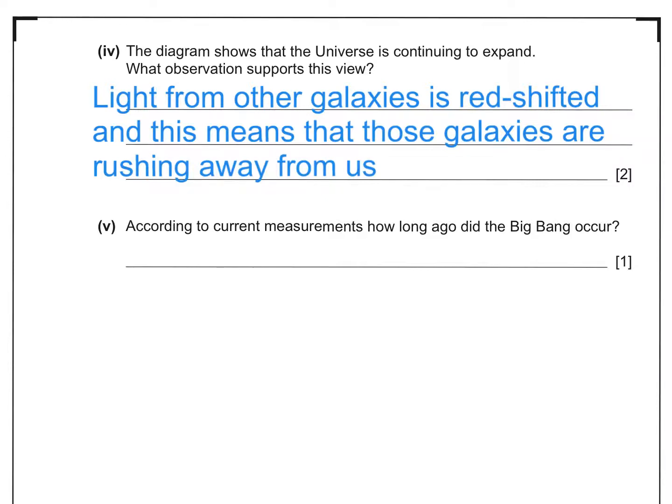Part 5 then, according to current measurements, how long ago did the Big Bang occur? And this is very unusual for them to expect you to know a number, but it's around about 13 billion years. I think the mark scheme allows anything between 12 and 15 billion years.